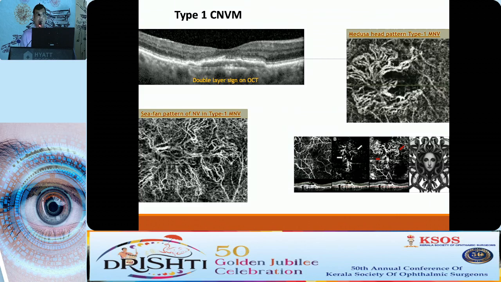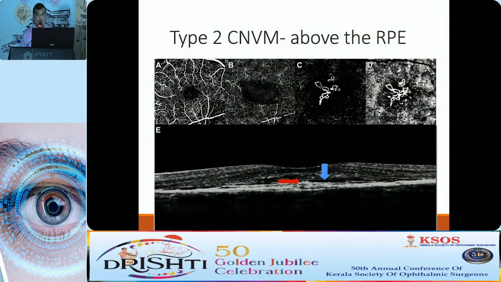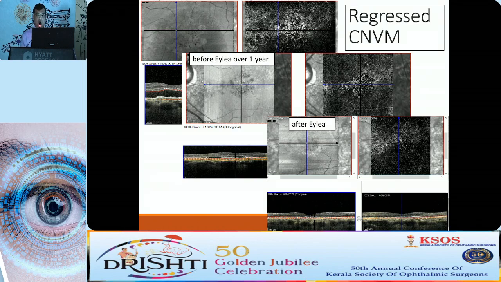This is type 1 CNVM, in which you will see CNVM at the level below the RPE. So this is an example I'm showing. In the third image, you're seeing CNVM above the photoreceptor layers, which is very characteristic of type 2 CNVM. I'll just rush. You can follow up the CNVM over the OCTA.